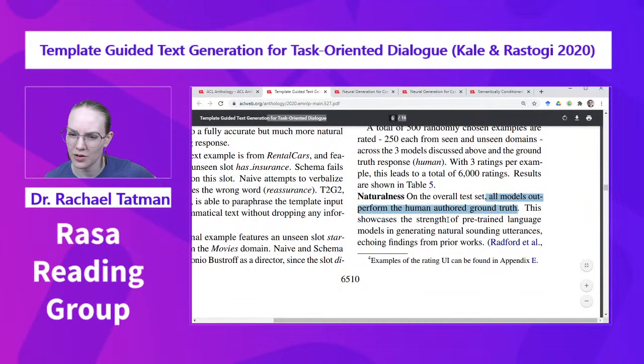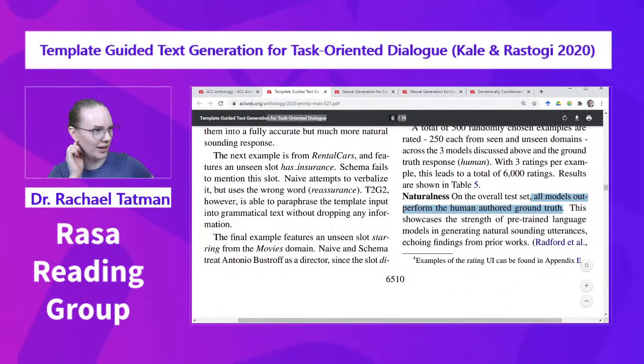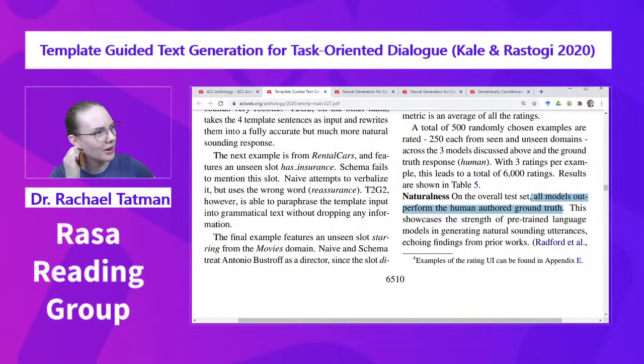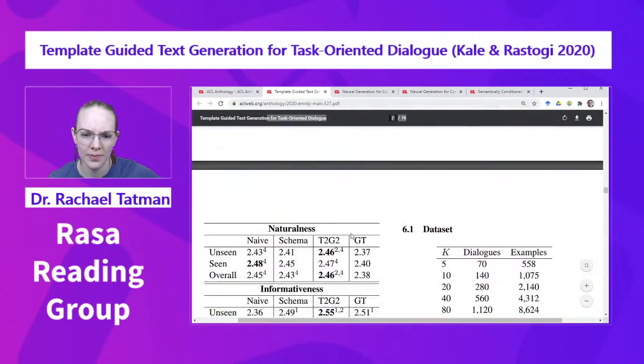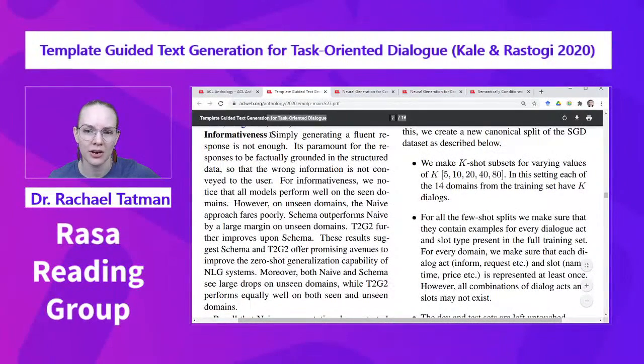This showcases the strength of pre-trained language models in generating natural-sounding utterances, echoing findings from prior work. Are they saying that every single NLG model was rated higher than humans in terms of human soundingness? Interesting. Okay. Informativeness. Simply generating a fluent response is not enough. You can say that again.